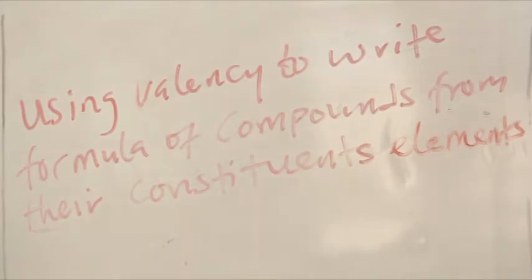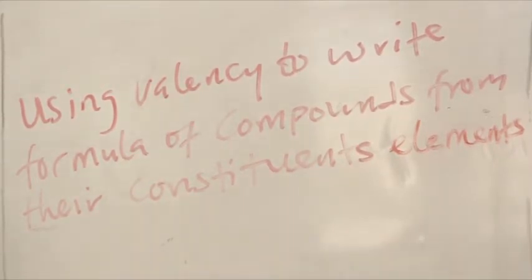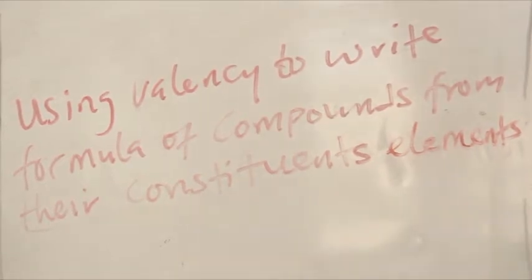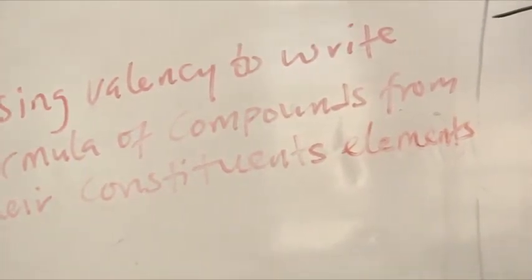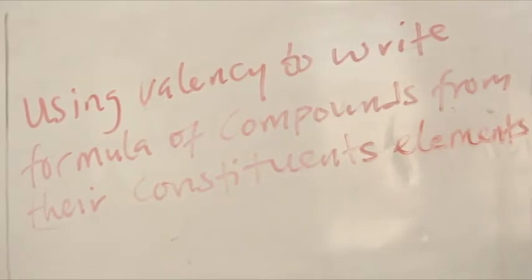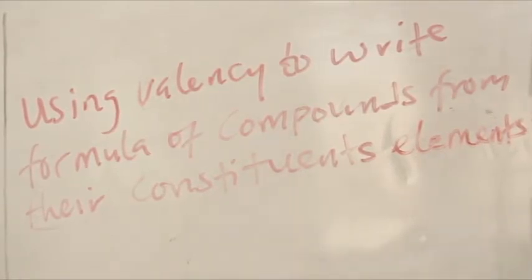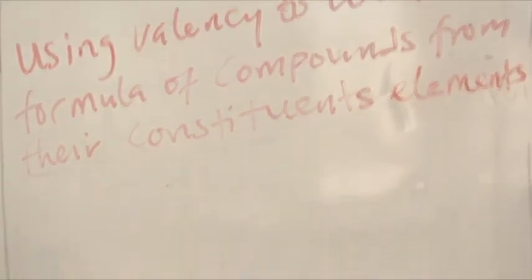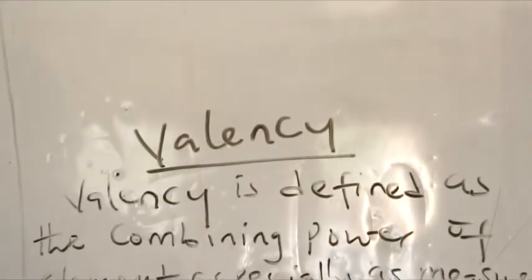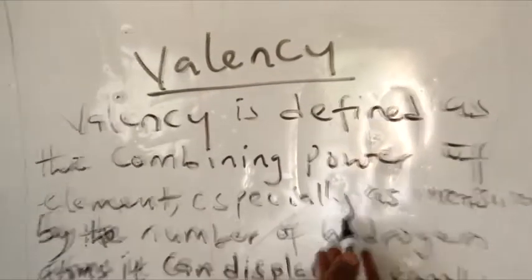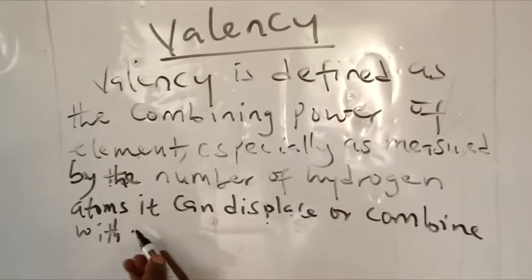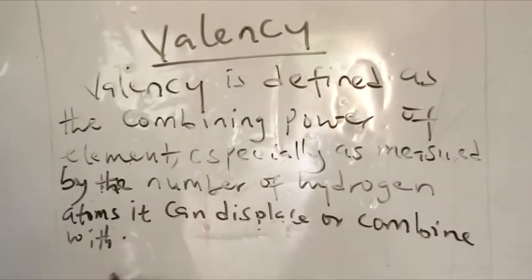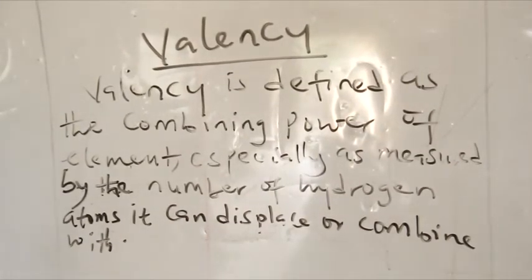Now, it is very difficult to use the name of an element to form a compound, but it's very easy to use the symbols of an element, which we've already learned in the other tutorials, to form the formula of a compound. In so doing, we have to consider the valency. This valency is the combining power of each element, especially as measured by the number of hydrogen atoms it can displace or combine with.